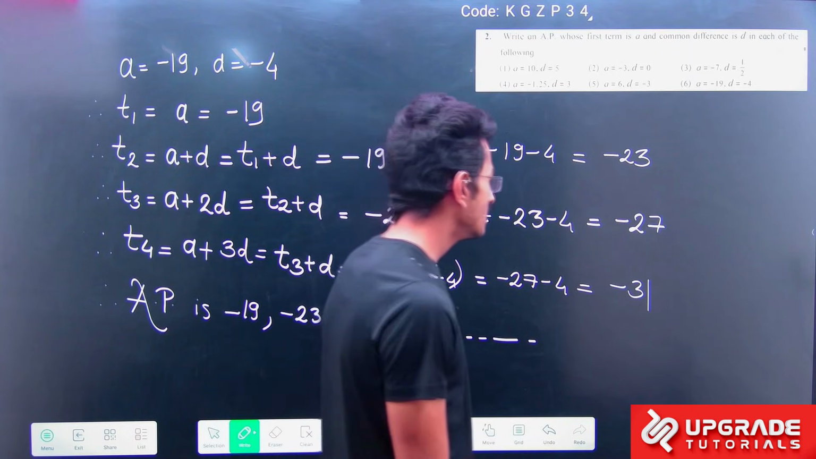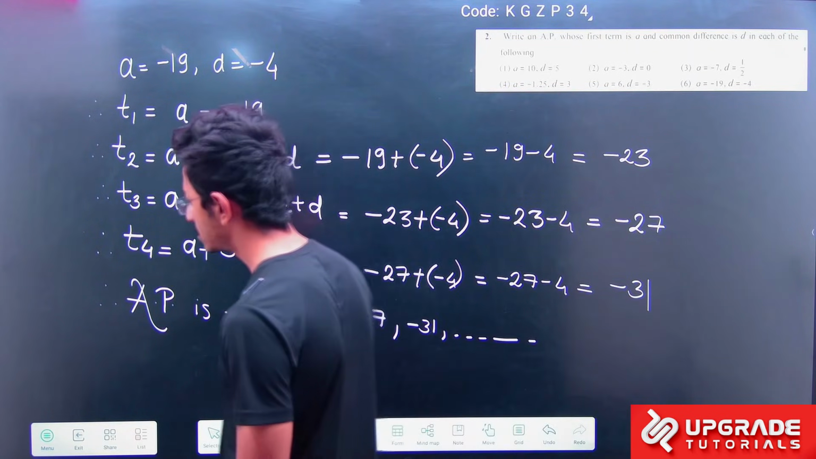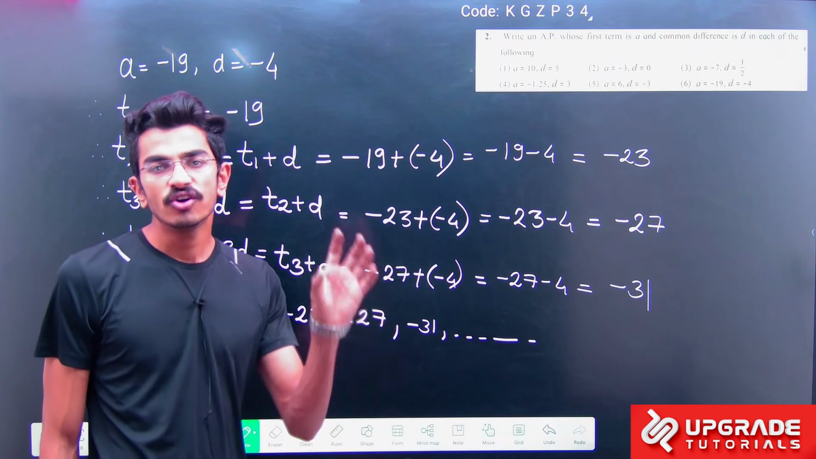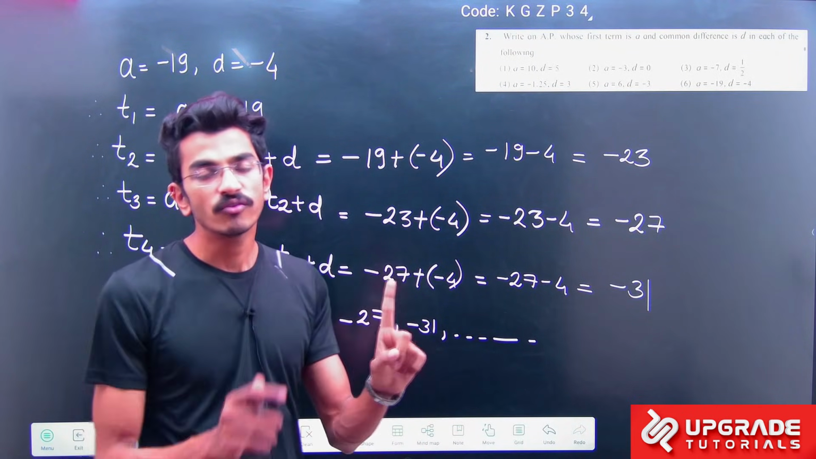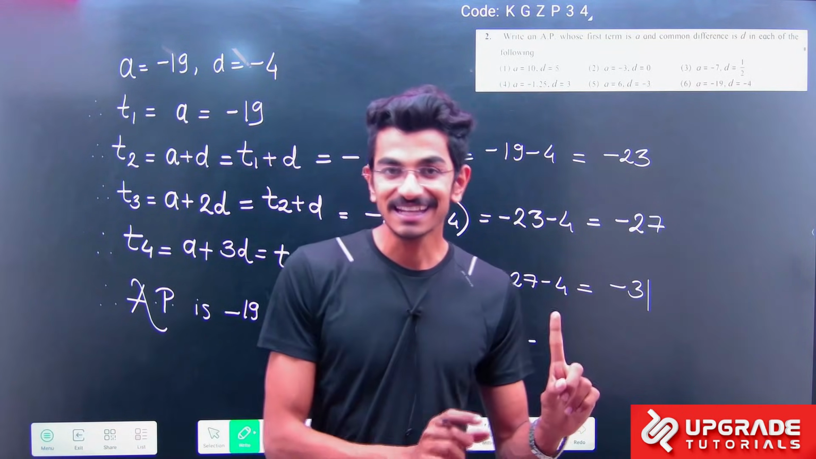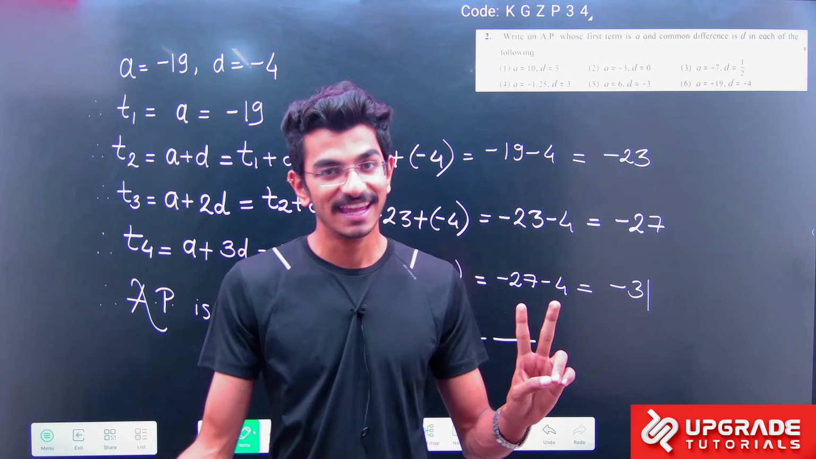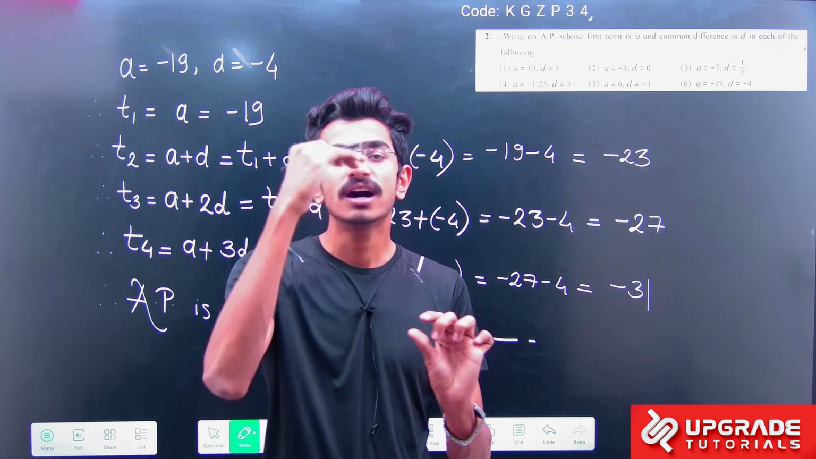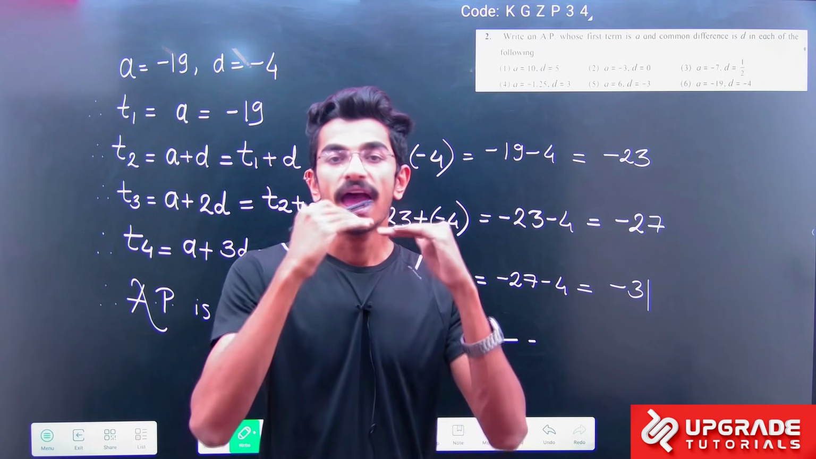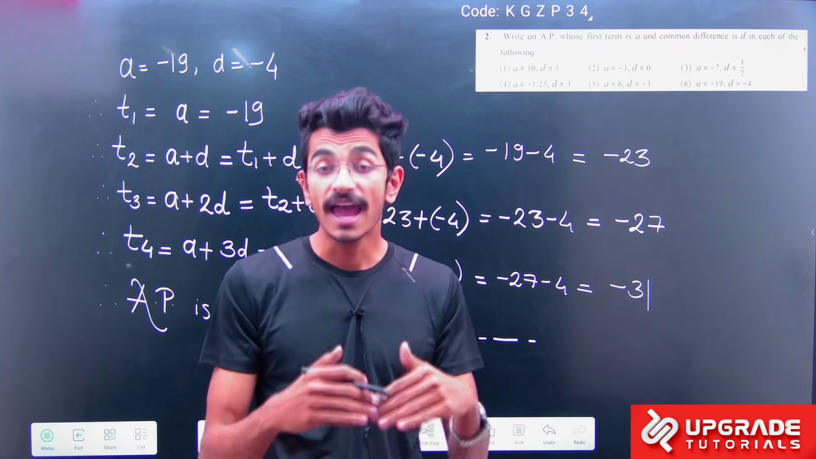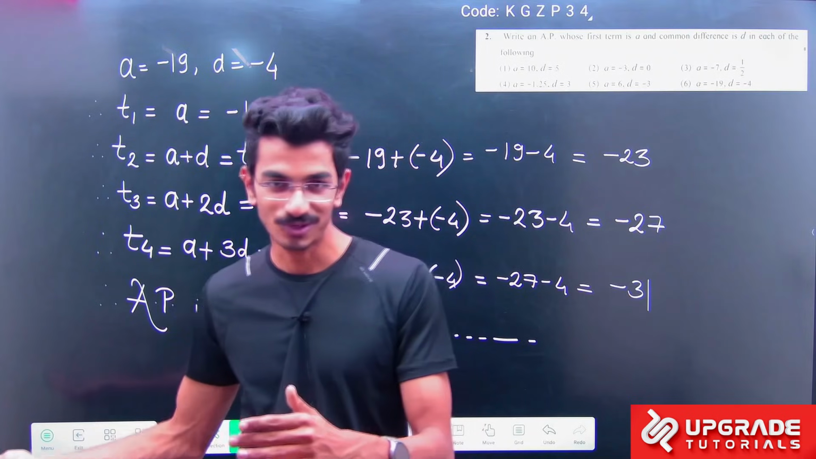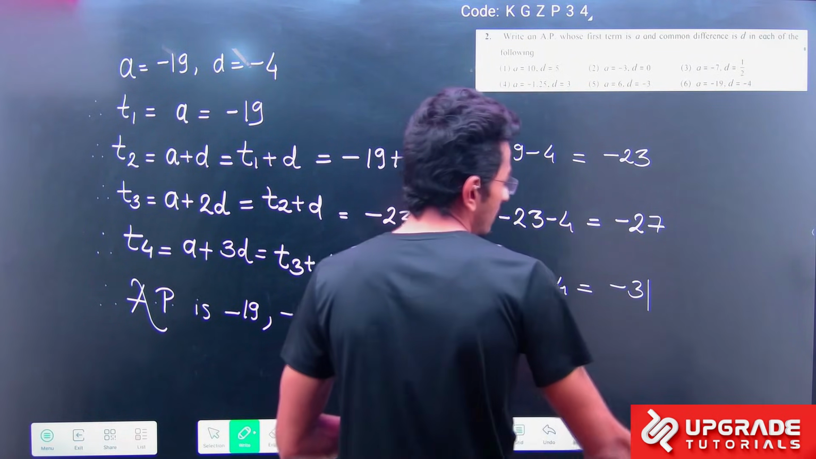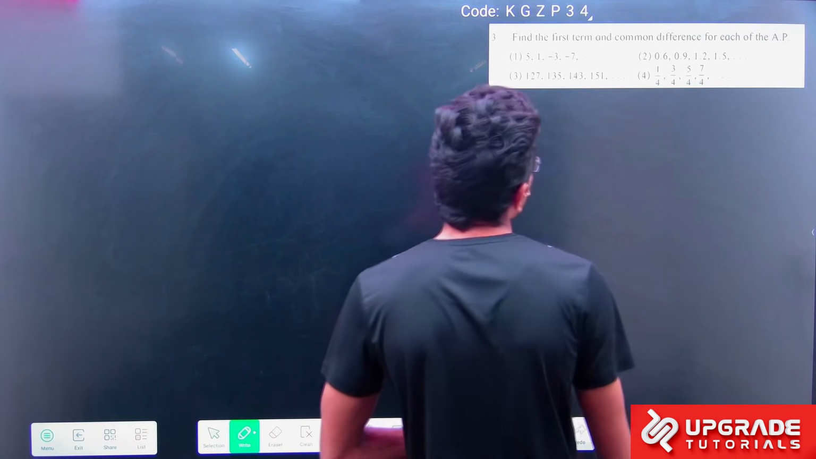Understood? So basically these are all very easy sums. Just you have to add the value of A. For the first term you have to write A as it is. For the second term you have to add the values of A and D. For the third term you have to just add D to the above term. For fourth add D to the third term. For fifth add D to the fourth term and so on. Okay. So now we'll do our next page.